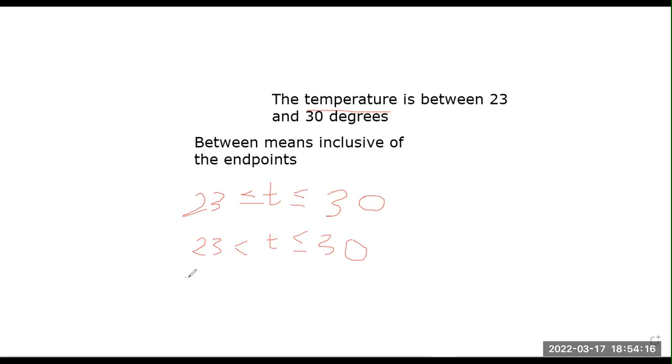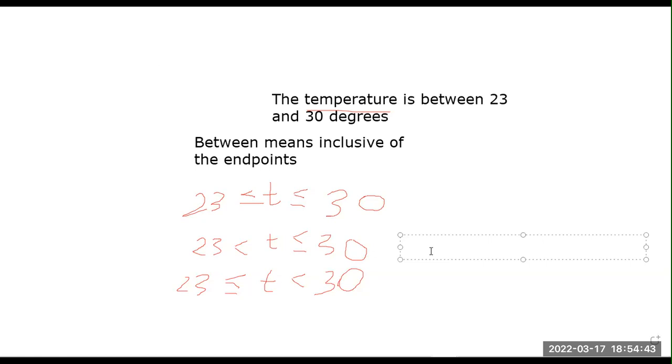Likewise, the question can say not inclusive of 30. How would we do that? Well, we will remove the equal sign from the 30 this time. So we would get this instead. Right? So sometimes the question is specific about that. But if the question is general, as what we did so far, between 23 and 30 degrees, it means we include the endpoints. Right? So I'll just put a little note here, because sometimes these come up.